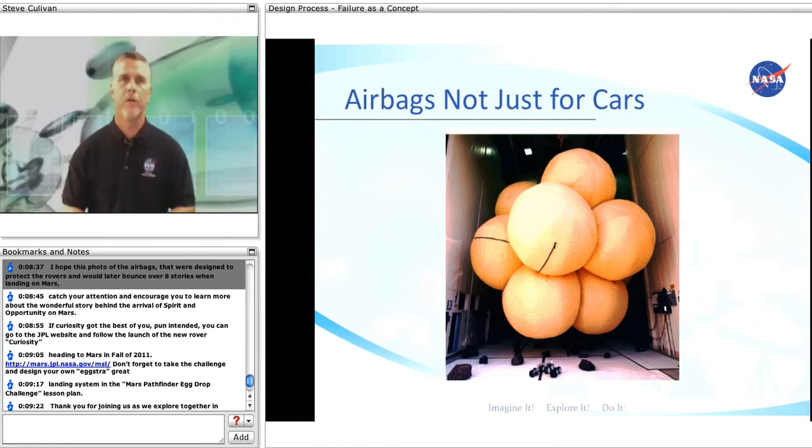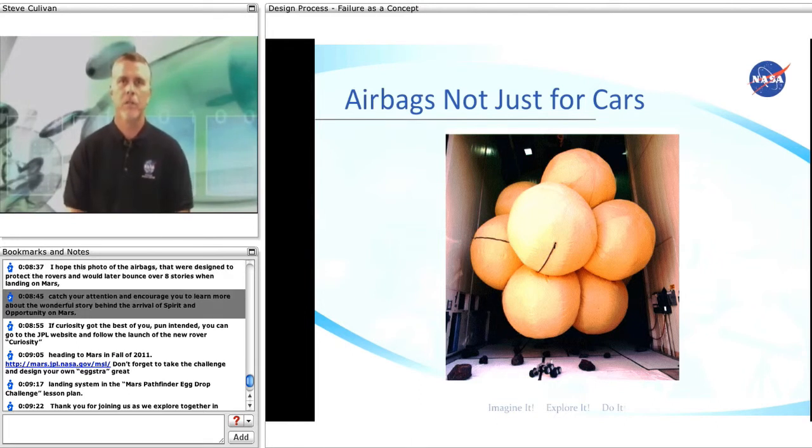I hope this photo of the airbags that were designed to protect the rovers and would later bounce over 8 stories when landing on Mars catch your students' attention and encourage you to learn more about the wonderful story behind the arrival of Spirit and Opportunity on Mars.